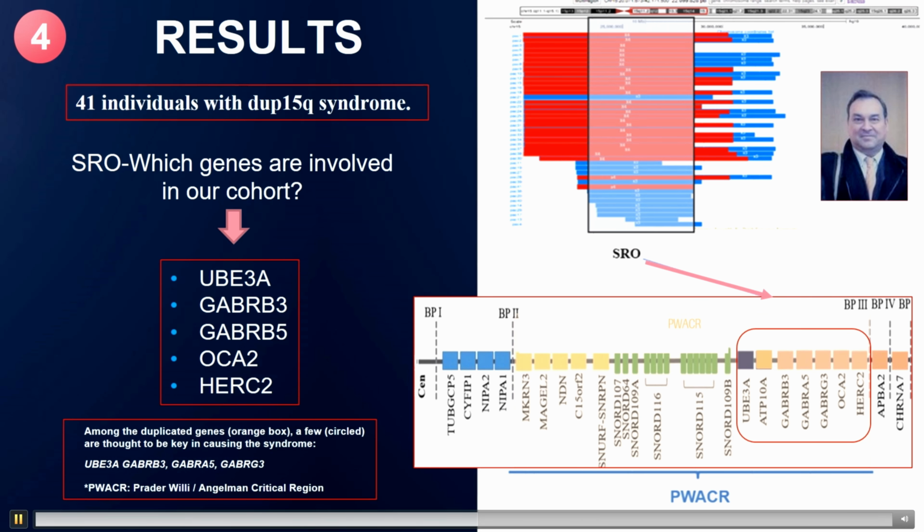The minimal SRO, or small region of overlap: we are trying to look for which genes are involved in our cohort in this small region of overlap. The genes are highlighted in the box, UBE3A, GABRB3, GABRA5, OCA2, HERC2, as previously described.